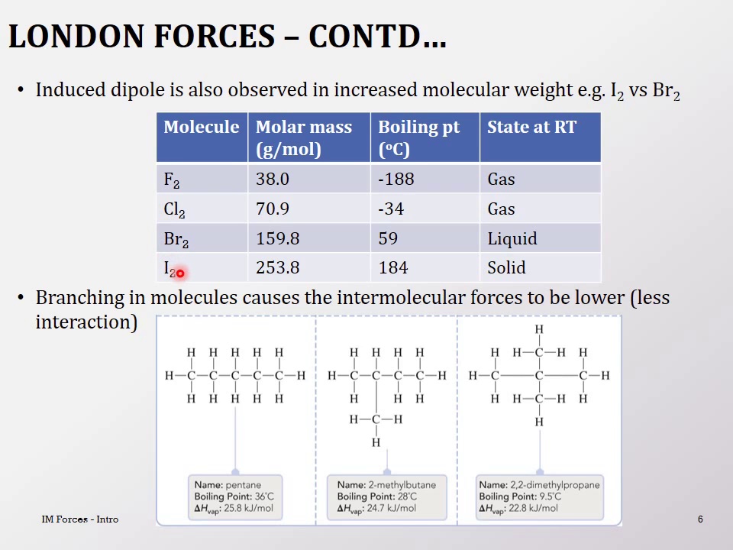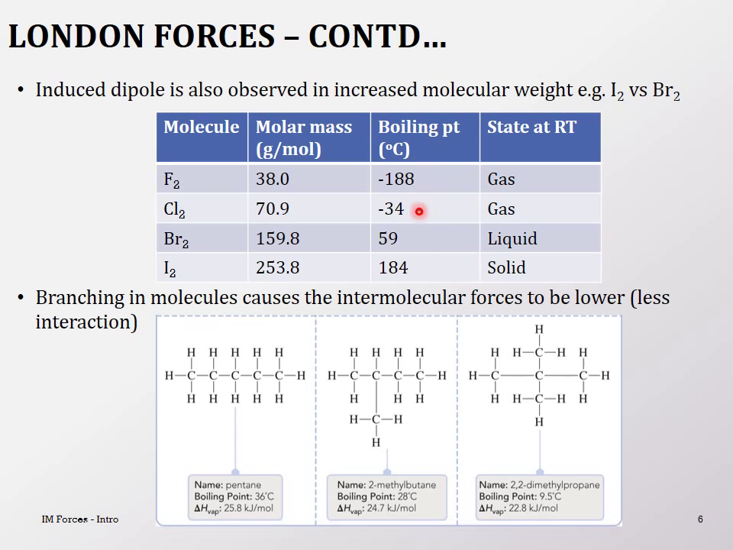This induced dipole is so much for iodine that it turns into a solid, because iodine is larger than bromine, which means that it has more electrons and more protons to disperse, so it has a stronger induced dipole interaction. And so it becomes a solid. So it's a really neat group to talk about.